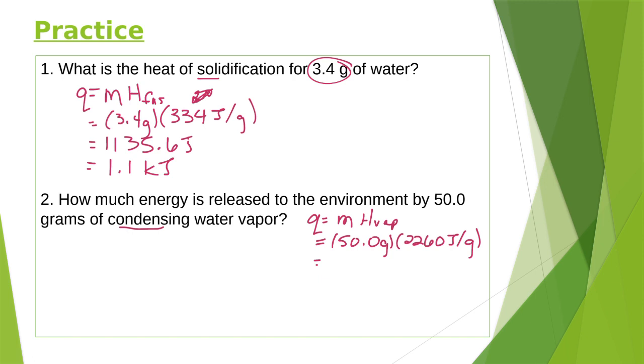So my calculator doesn't know sig figs. It's telling me 113 thousand. I am going to have to round to 3 sig figs. I'm going to divide by 1,000, and I'm going to say I need 113 kilojoules of energy. That's how much will be released when we condense our water vapor.